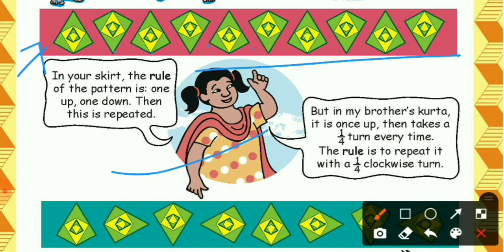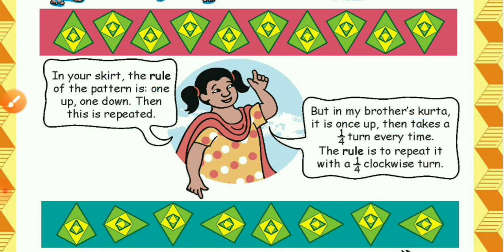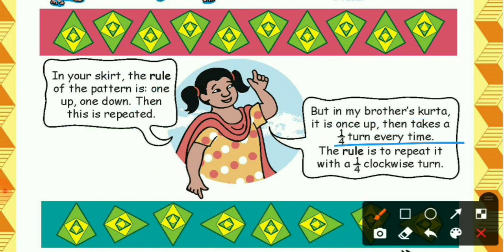So now her friend is replying, "In your skirt the rule of the pattern is one up, one down. Then this is repeated." Yes, we have already discussed it, that the first one is up, then second is down, then next is once again up, then second is down. So then it is repeated continuously. But in my brother's kurta, it is once up, then takes 1/4 turn. Here you can see 1/4 turn. Every time the rule is to repeat it with a 1/4 clockwise turn.